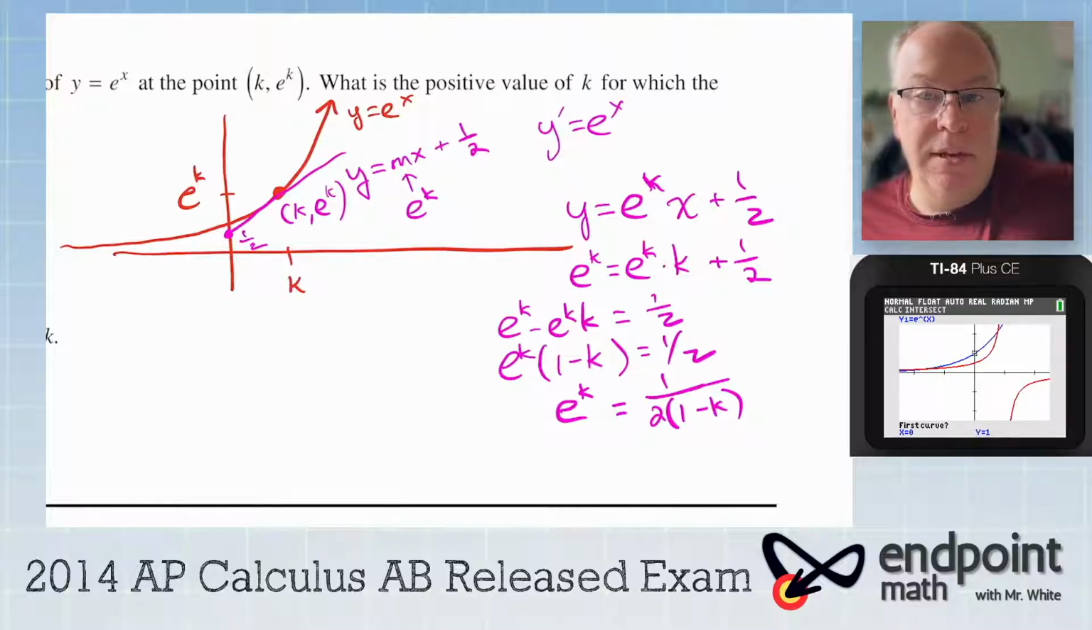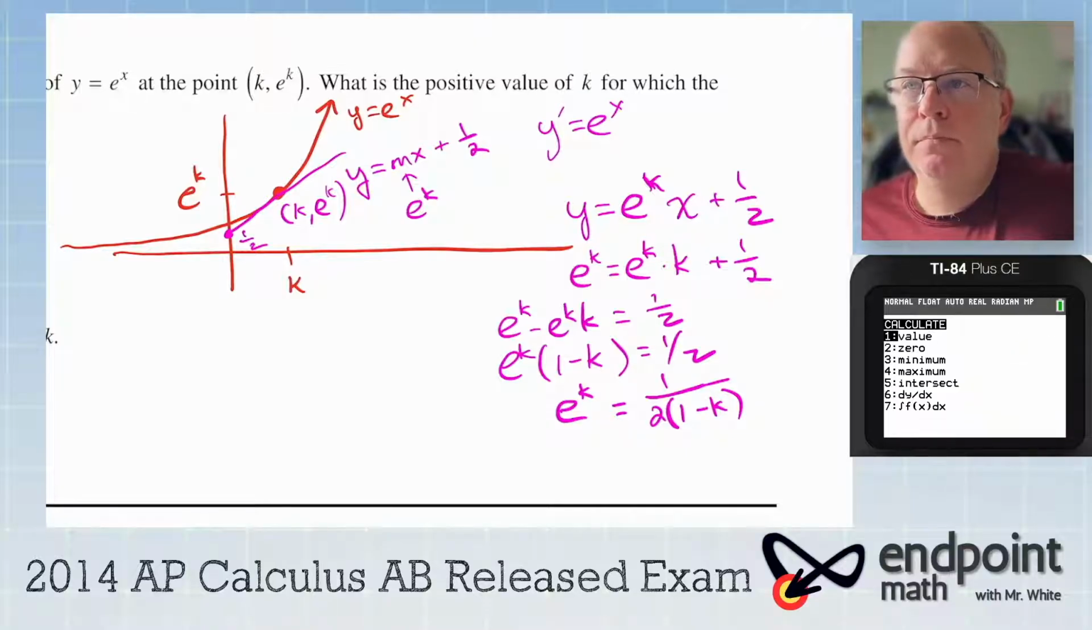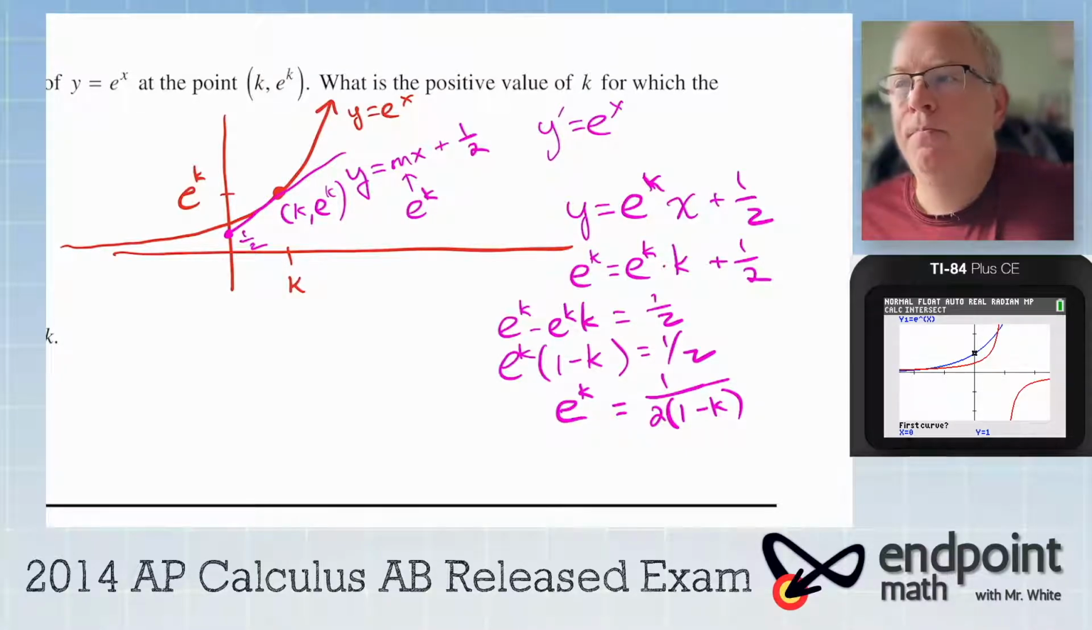5 is the intersect feature, and then it says, okay, I need to know the two functions. The first function is the blue one, the second one is the red one, and now I'm going to scroll. Oops. Let me clear this out and try this again. Second, calculate, 5, enter, enter. And I was hitting the wrong button for scrolling.